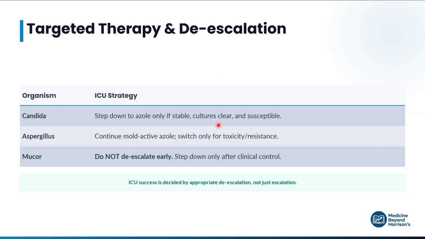So how is targeted therapy done now? For Candida, step down to azole only if cultures are clear and the isolate is susceptible. In case of Aspergillus, continue mold-active azoles only, voriconazole. Switch only for toxicity or resistance. Mucormycosis, do not de-escalate early. Step down only after clinical control is there. So ICU success is decided by appropriate de-escalation and not just escalation of the antifungal.